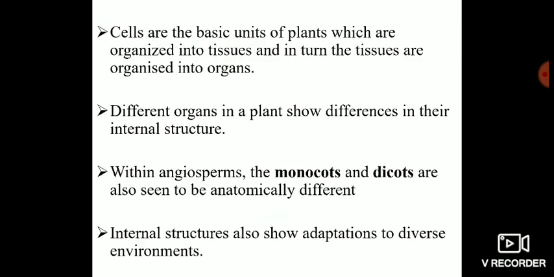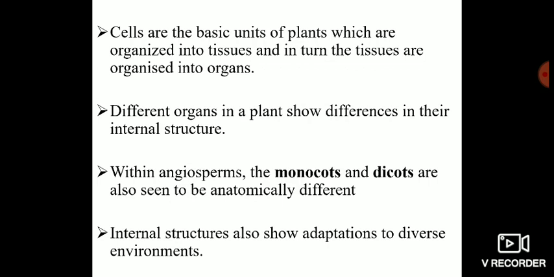We know that cells are the basic structural units of plants. These cells get organized to form tissues, and these tissues, which are comprised of a group of cells, in turn get organized to form the organs. And the different organs of plants show differences in their internal structure or anatomy. For example, if you compare the anatomy of stem and root, it will be different. Stem and leaf, it will be different.